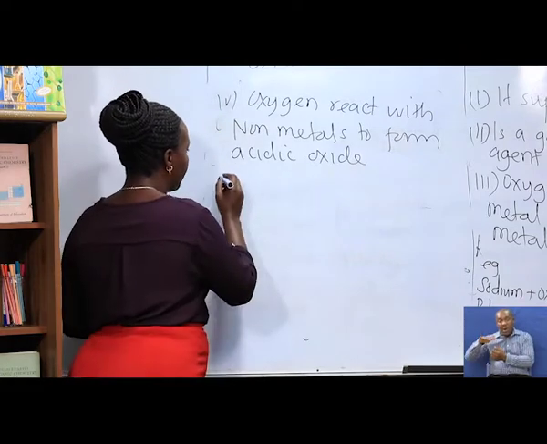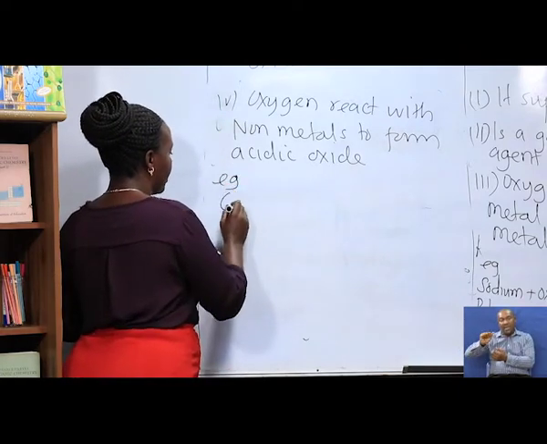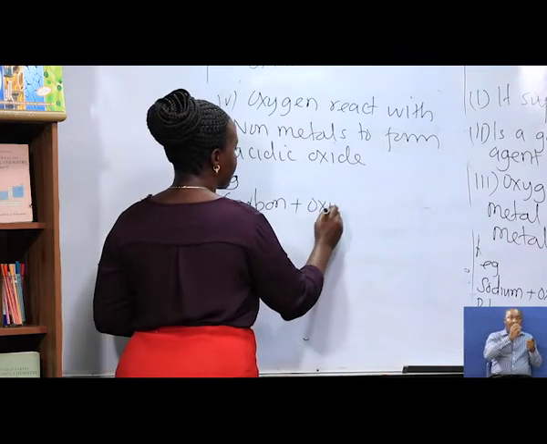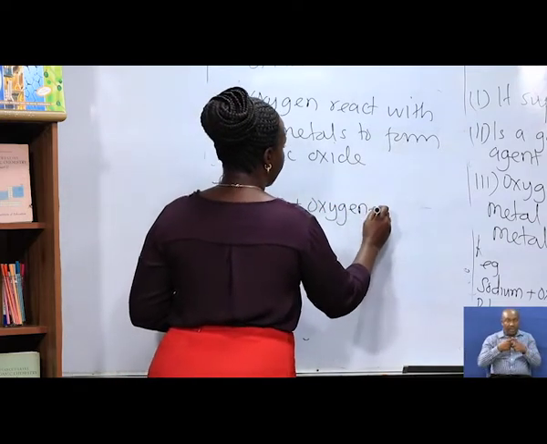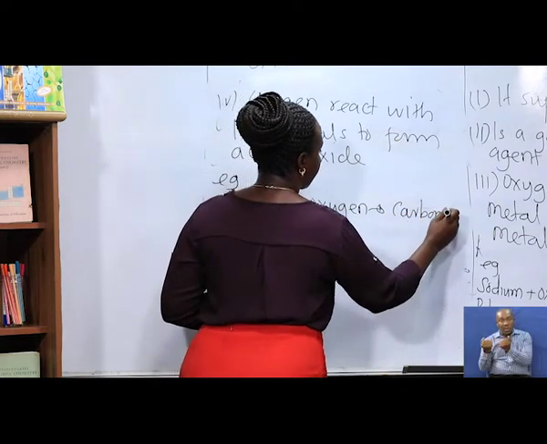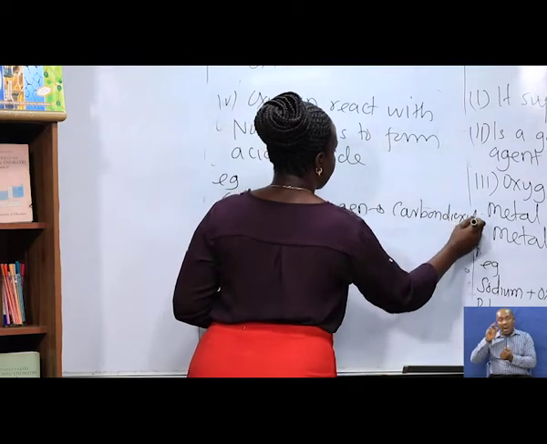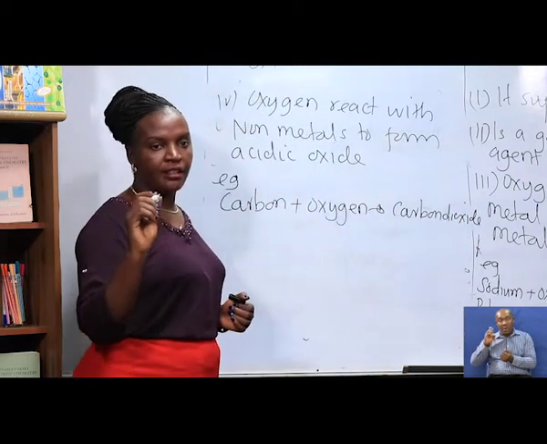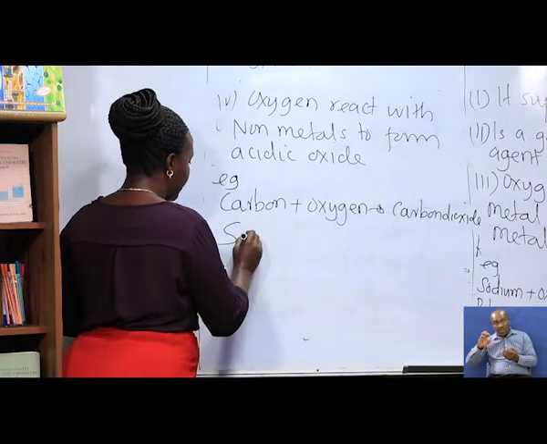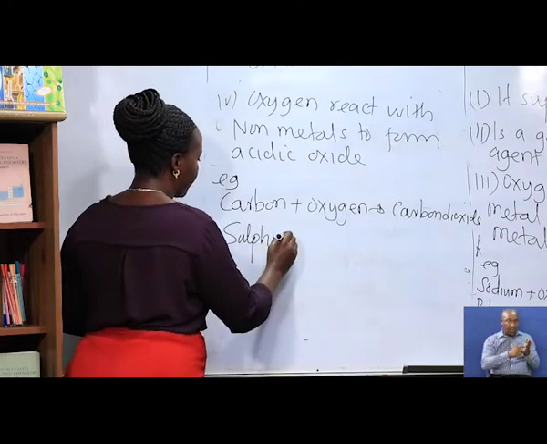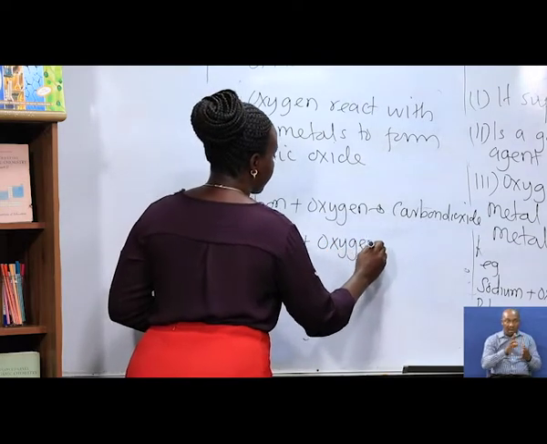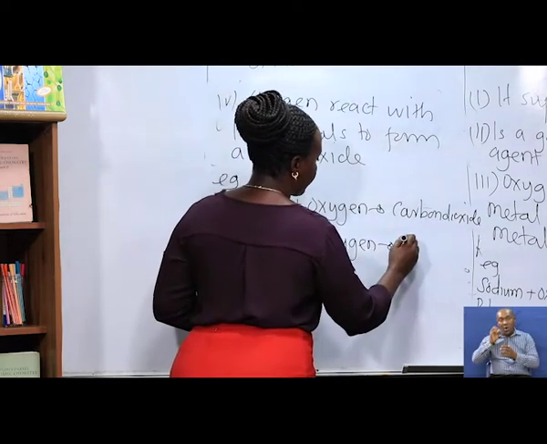For example, carbon reacts with the oxygen, and once they react, they produce carbon dioxide. Carbon dioxide is an acidic oxide or non-metallic oxide. Example, sulfur reacts with the oxygen. Sulfur is also a non-metal, to produce sulfur dioxide.